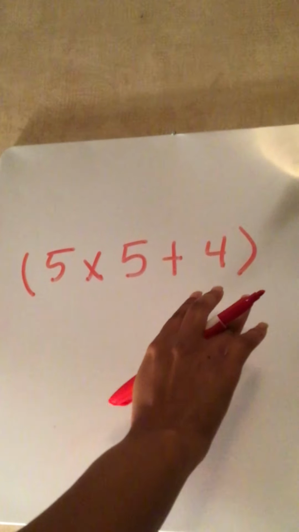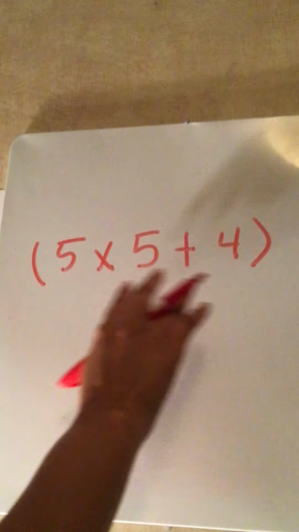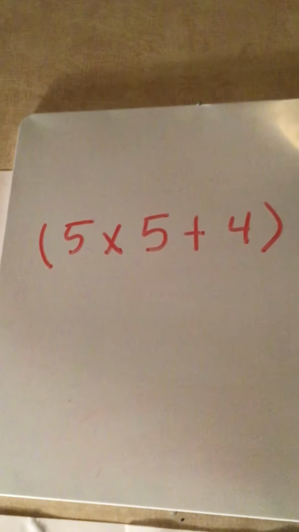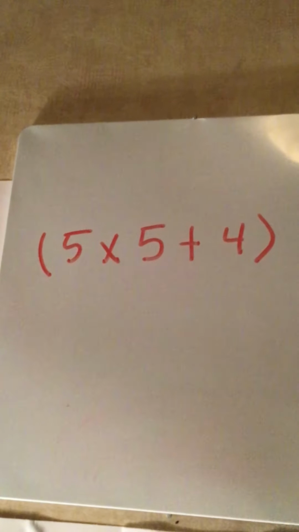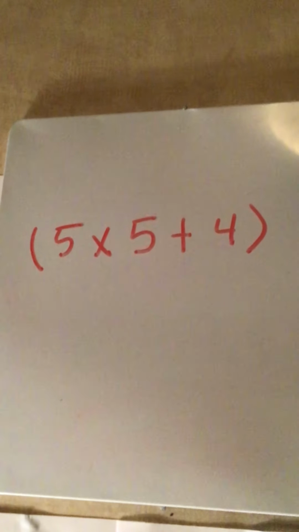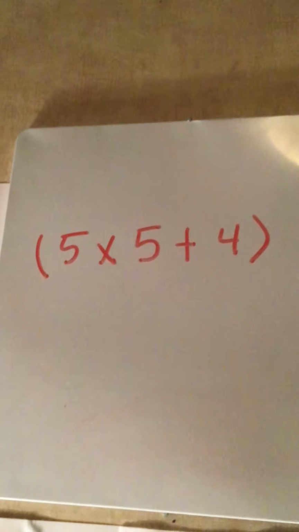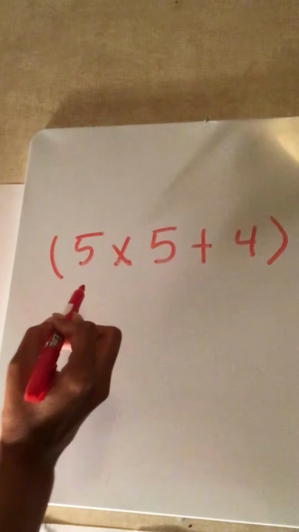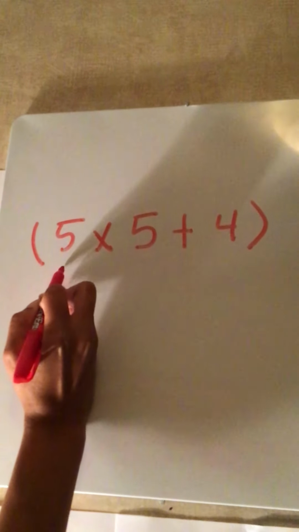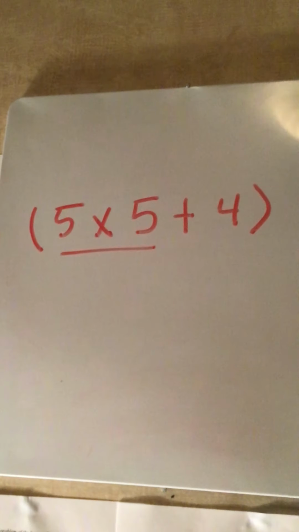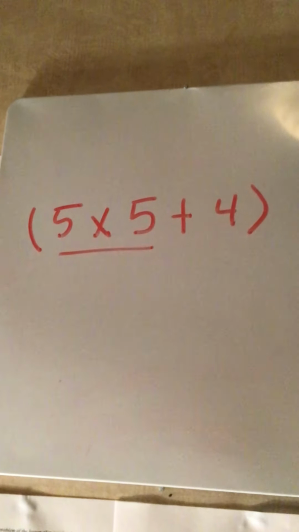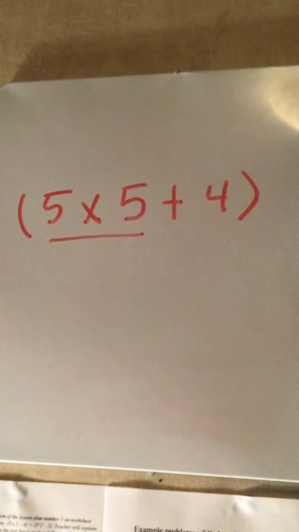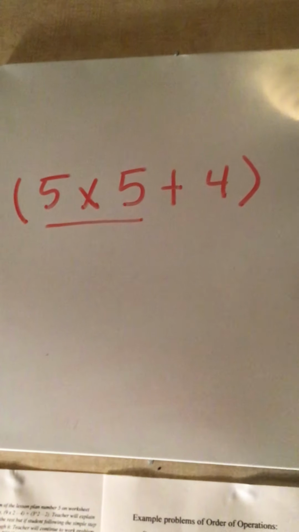Our whole problem is in parentheses, so of course we know we're going to work inside the parentheses. We have no exponents in this equation, so we don't worry about that step. The next step is we must perform all multiplication and division. We have no division, but we do have multiplication, and that multiplication is 5 times 5. In our calculator, if you don't know it, we put in 5 times 5. And 5 times 5 is 25.